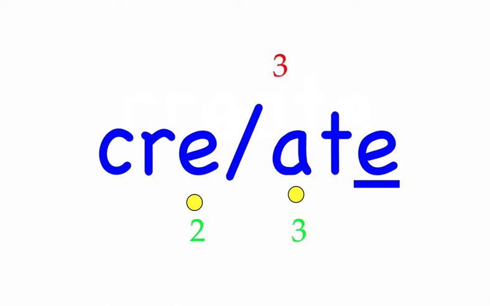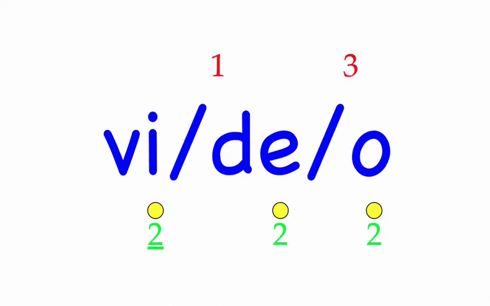Row five. Video. Let's go watch the video. V-D-O, v, two sounds, v, i. D, two sounds, d, e, o. V-D-O, mark the word, v-D-O.